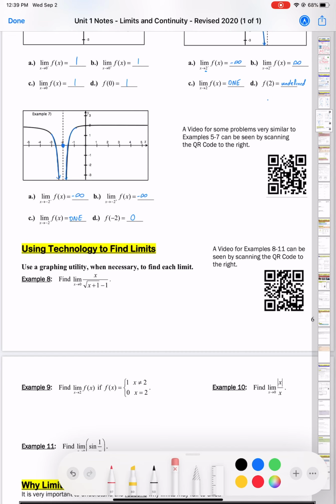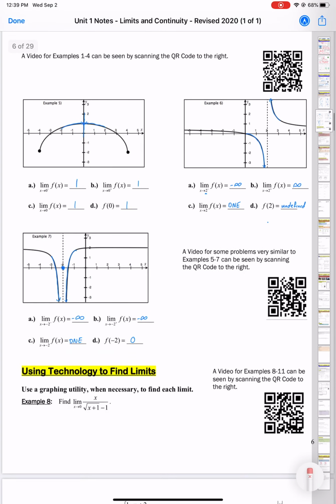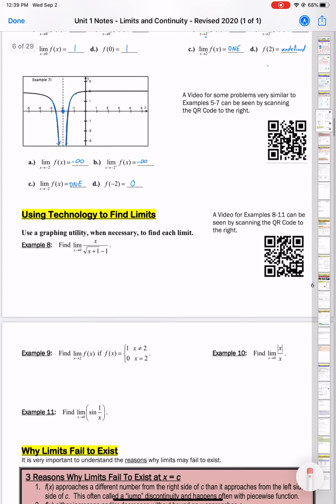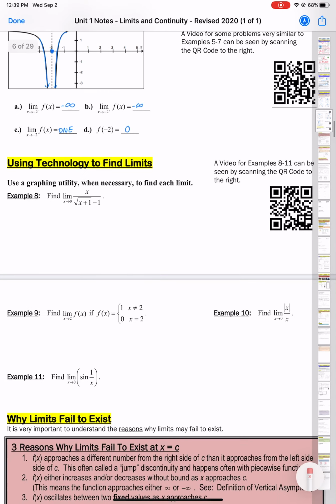So in all the examples we did yesterday, the graphs of the functions were given to us. This time they're not, so we are going to need to actually graph these functions. That's what the calculators are for. So we're going to graph them on the calculators and then use the graph to try to determine the limit. So I'm going to go to my calculator.